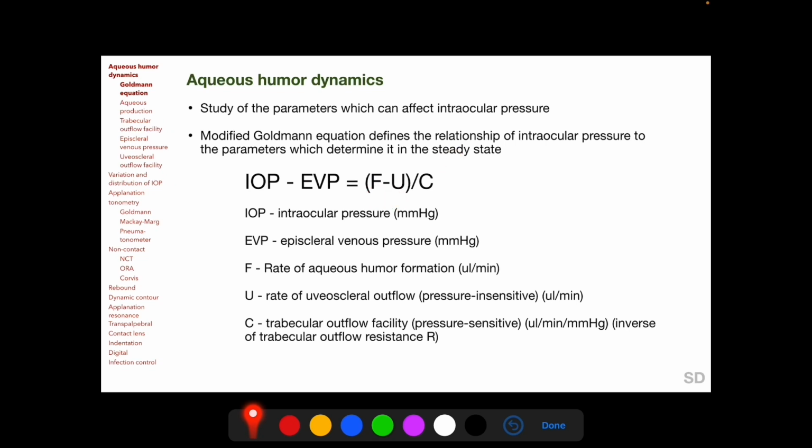U is the rate of uveoscleral outflow in microliters per minute, and C is the trabecular outflow facility in microliters per minute per millimeter of mercury. Trabecular outflow facility is the inverse of trabecular outflow resistance. So F minus U represents the rate of trabecular outflow. The modification in the original Goldmann equation is the introduction of the U factor representing uveoscleral outflow, which was not present in the original Goldmann equation.